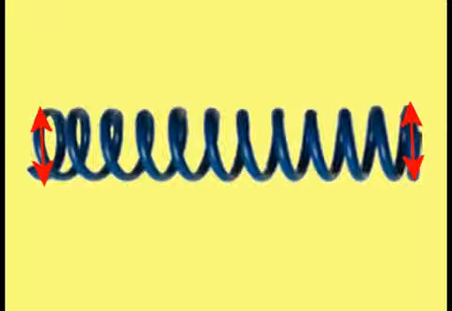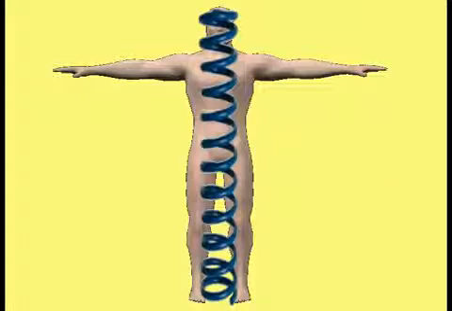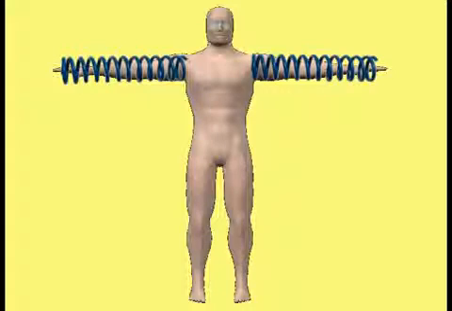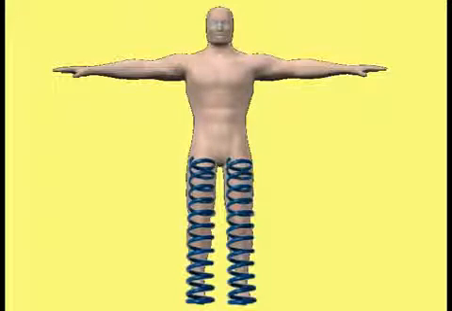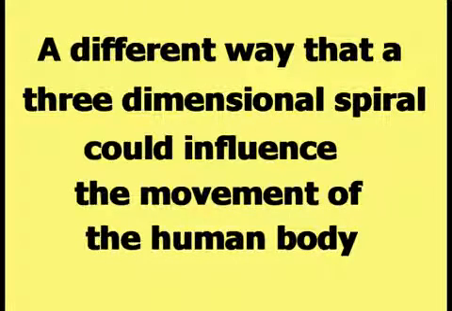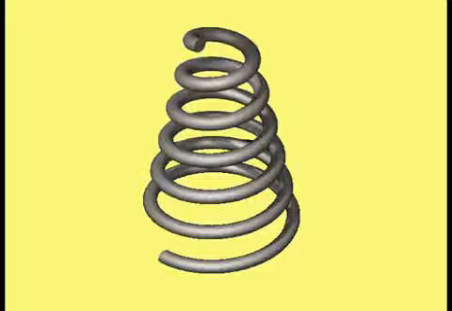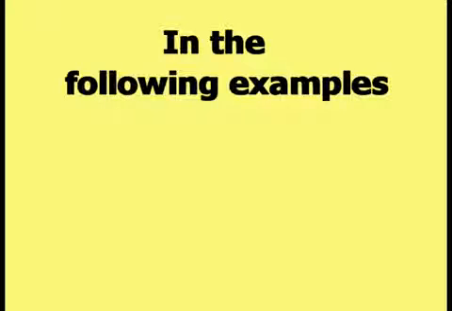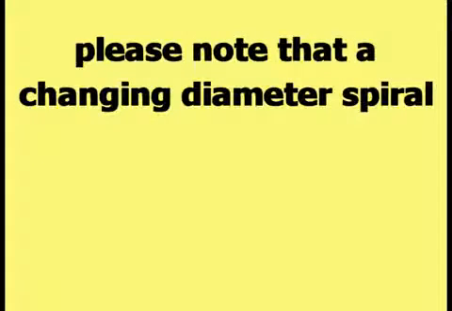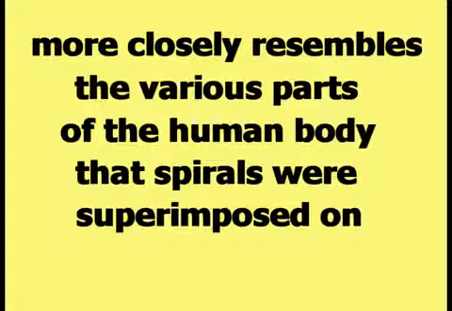Uniform diameter three-dimensional spirals were used to demonstrate how a spiral could influence various parts of the body. A different way that a three-dimensional spiral could influence the movement of the human body would be to replace the uniform diameter spiral shown in this picture with a spiral that has a changing diameter. In the following examples, please note that a changing diameter spiral more closely resembles the various parts of the human body that spirals were superimposed on.